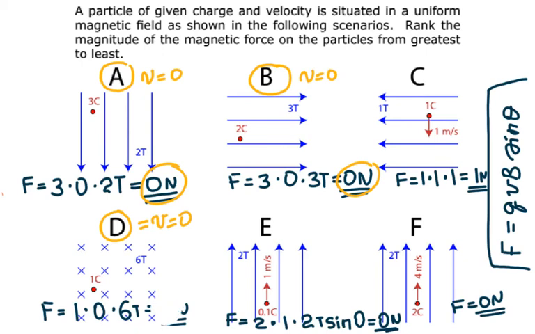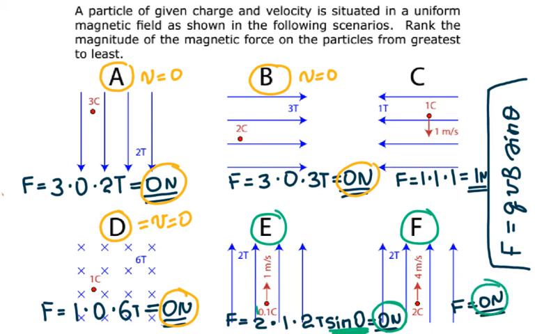So here I have 0 newtons. And in E and F, the particle is moving parallel to the lines. It's not perpendicular, so you have sine of 0 degrees in each. So that's why you have, again, 0 newtons acting on the particle.